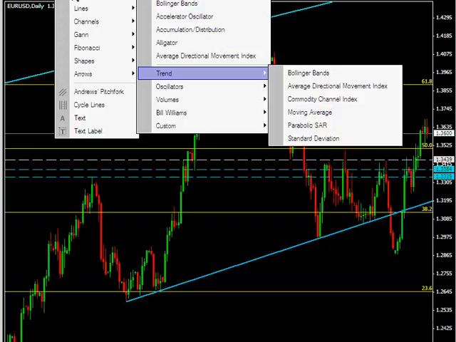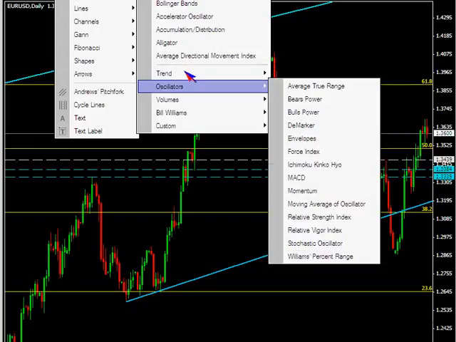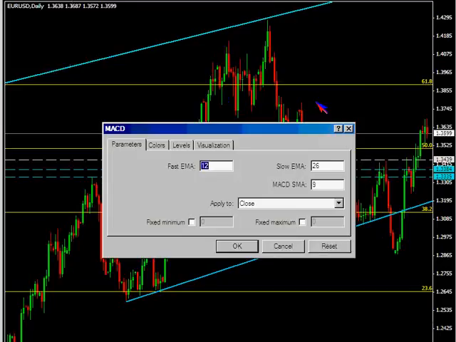Getting to our topic of the day, we're going to talk about convergence and divergence. By the way, just go to oscillators. We're going to talk about all oscillators today. Select the MACD, moving average convergence divergence. That's the first one we're going to talk about.